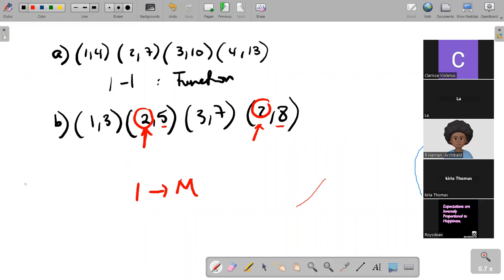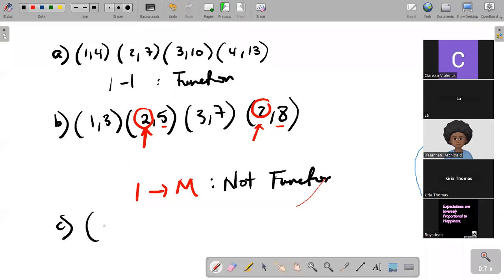So let me try another one. So is this a function? Yes or no? That means this is not a function because is it going to 1? If it's not going to 1, it's not a function, right? So this is not a function. I hope everybody is learning something, you know.